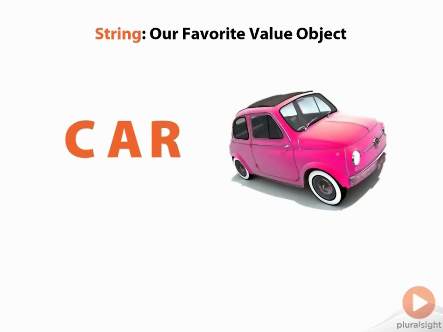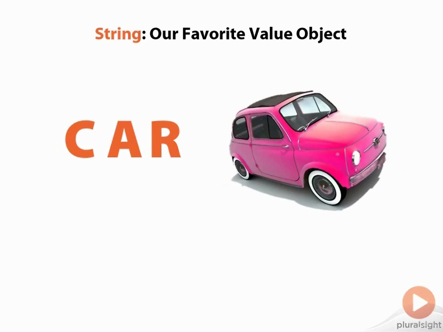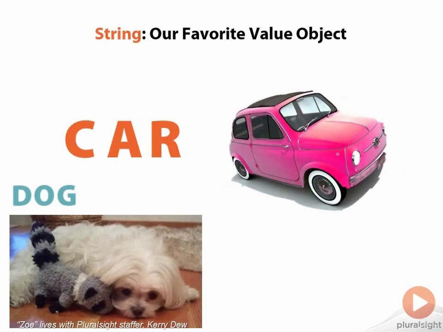Or we could add a letter, maybe put an S in front of it, turning car to scar, also completely changing the meaning of car. But it's not just the array of characters that gives a string its meaning. The order of them is also critical. Just think of the word dog, D-O-G. Shifting its letters around gives us something with a very different meaning.